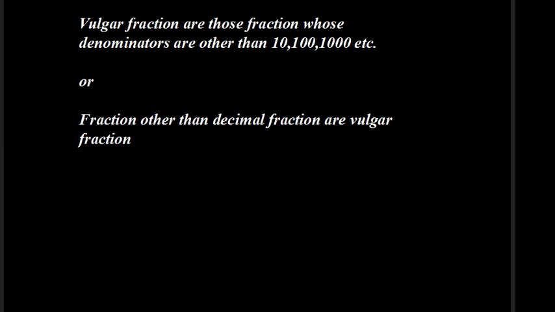First of all, vulgar fractions are those fractions whose denominators are other than 10, 100, 1000, etc. Or I may say in other words that fractions other than decimal fractions are vulgar fractions. The decimal fractions are those fractions whose denominators are 10 or powers of 10. So vulgar fractions are those fractions in which the denominator should not be 10, 100 or 1000. Those are called vulgar fractions.